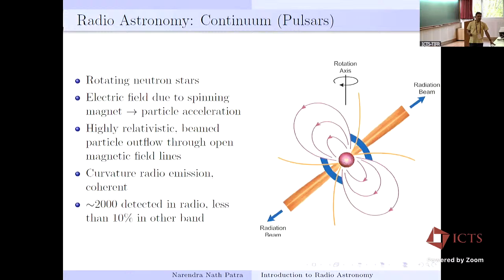You may have heard, I do not know, that sometime back there was news that the stochastic gravitational wave background had been detected. There is a tentative detection of the stochastic gravitational background using a pulsar timing array. So these are clocks which can be used in probing several aspects of the universe.